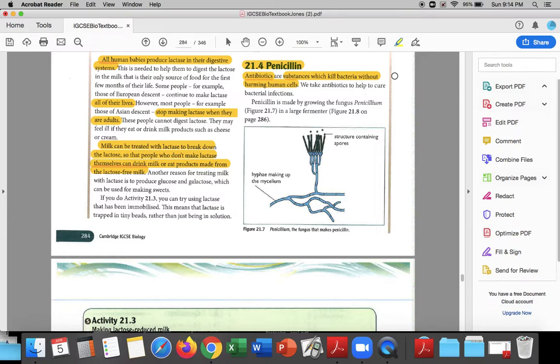So what an antibiotic does is it attacks the cell wall. If the bacteria cell does not have the cell wall, then it ultimately will be destroyed. So we take antibiotics to help cure any type of bacterial infection. The most common type of antibiotic is penicillin, which is made from growing the fungus Penicillium.